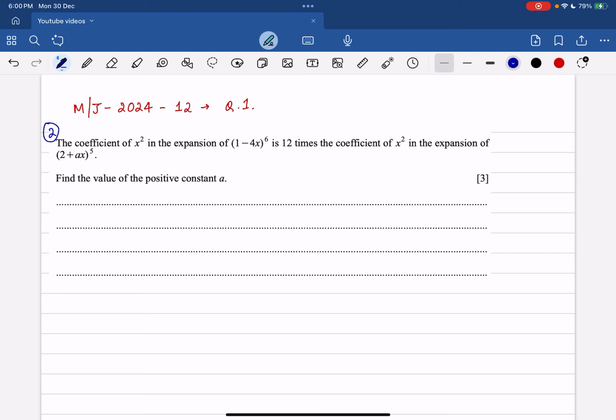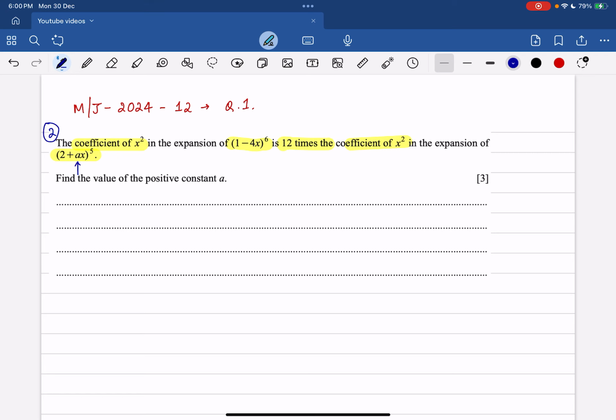What are they asking? Let us remember, guys, reading the question is the most important thing over here. So it says the coefficient of x square in the expansion of this is 12 times the coefficient of x square in the expansion of this, which means there are 2 expansions that I have to do, and then I have to find out something that is unknown. Looking at this, I'm sure you would have guessed, we would have to find the value of a.